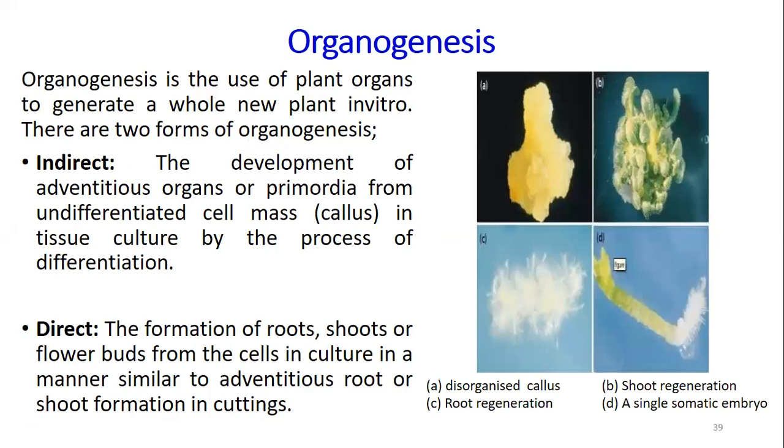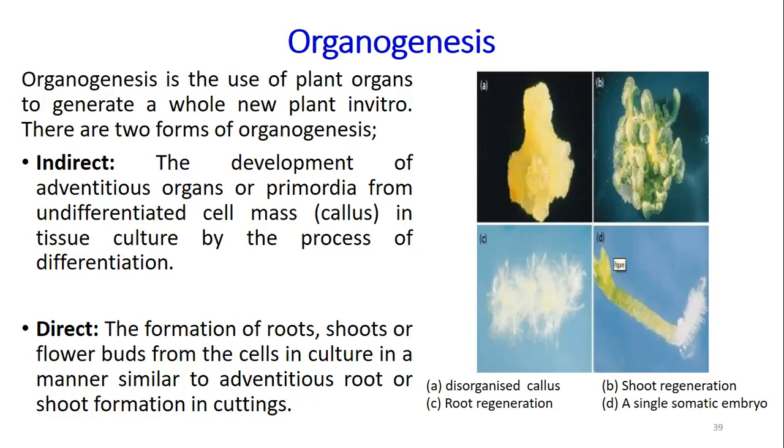So what is organogenesis? Let's go a bit deeper. I've already mentioned it is the formation of organs. Organogenesis is the use of plant organs to generate a whole new plant in vitro. So with organogenesis, it's a type of tissue culture or regeneration where you use the plant organ, which could either be the root, the stem, the shoot, or leaf, to be able to generate a whole new plant in vitro.